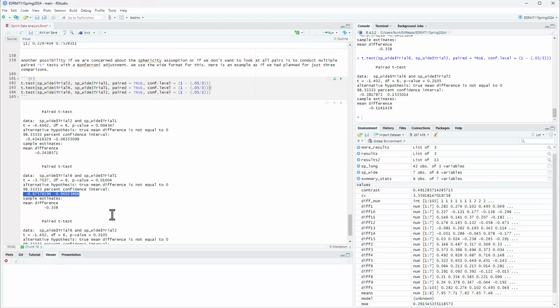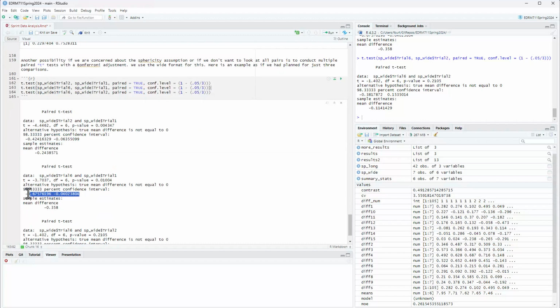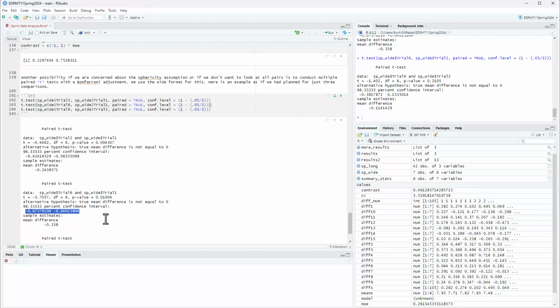It's from negative 0.04 to 0.67. That means that, and again, it's based on the way that we subtracted here. So here it was 6 minus 1, and 6 was a smaller number because it was faster. And so the decrease in time from 1 to 6 in the population is going to be between about 0.04 seconds and 0.68 seconds. Let's compare that one to Tukey. This is 0.04 to 0.68. That's 1 versus 6.